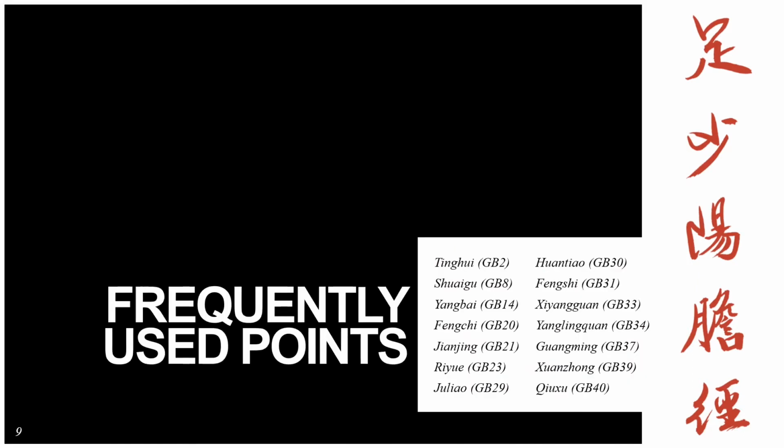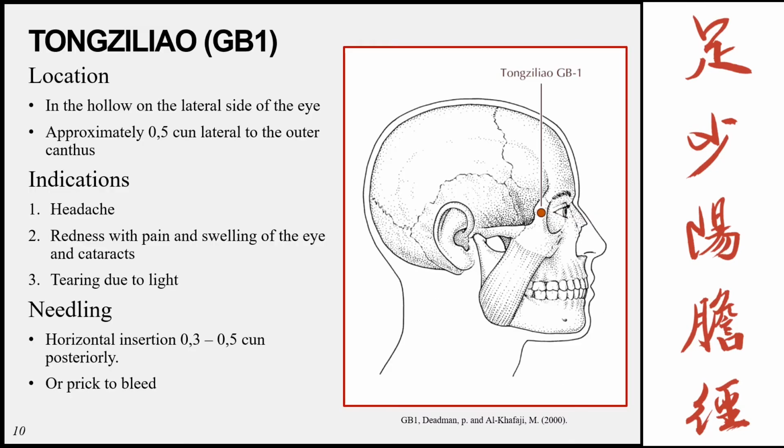So next, let's look at the frequently used points. As you can see, there's quite a few points that we use often. Of the 44 points in this meridian, 14 of them are frequently used. So that's quite a large percentage. Now let's move on to the points of this meridian.